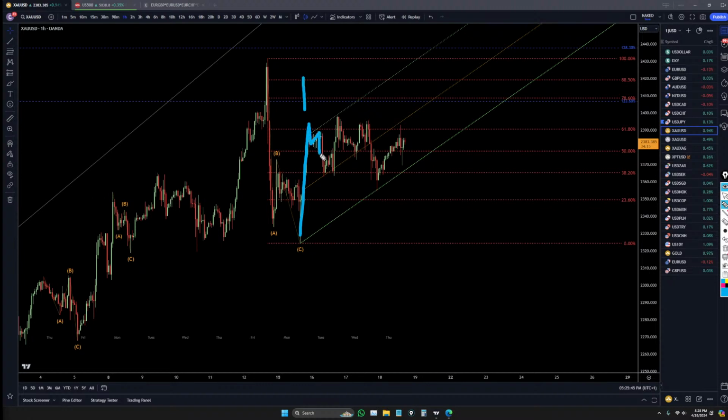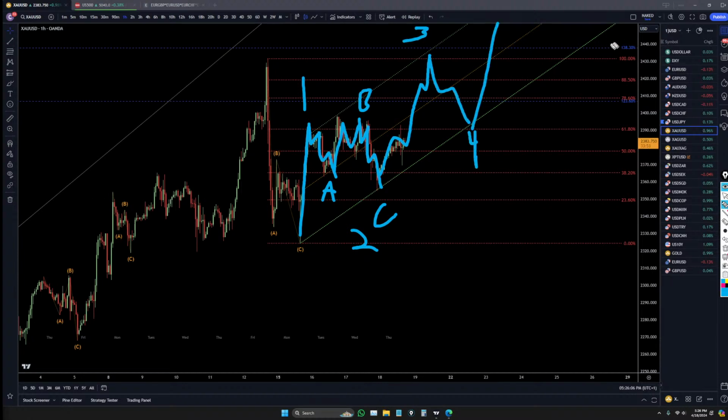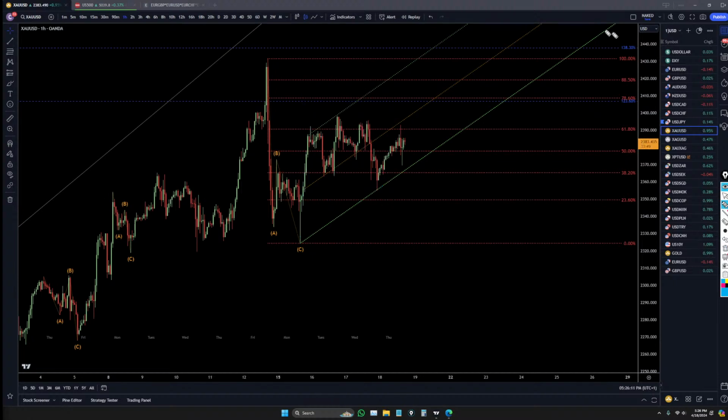I think this is 1, 2, 3, 4, 5 wave A. Very, very clear. 1, 2, 3 waves up, wave B. 1, 2, 3, 4, 5 waves down, wave C. So that's a 5, 3, 5 pattern. And I think it's a wave two. I think this is going to go up, make a wave three, go down, make a wave four, and then go up and make a wave five, probably ending at the 138% Fibonacci level, right around the 2440 area.